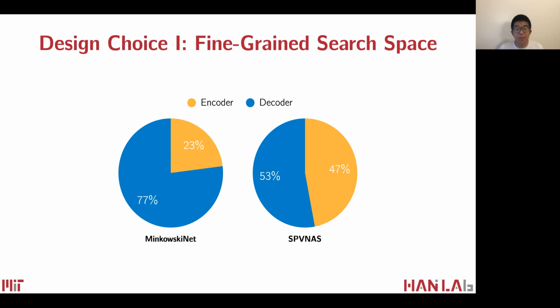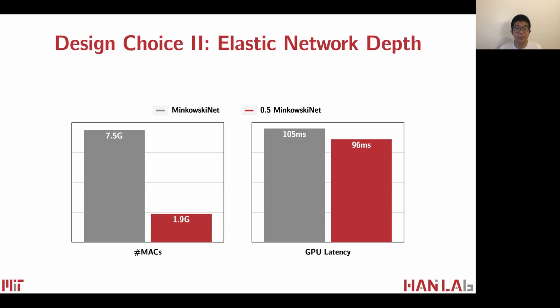If we only scale the model uniformly, this imbalance will still be there. Therefore, it is necessary to have a diverse search space. With our architecture search, the best model we found has a much more balanced encoder-decoder ratio, and it also achieves much better performance, which you will see in a few minutes.